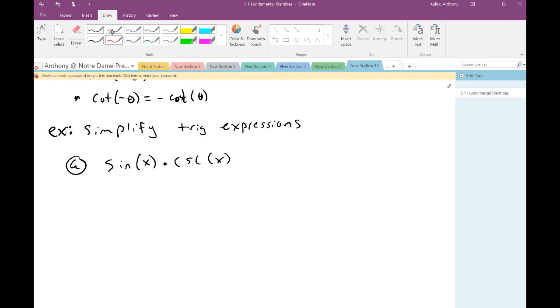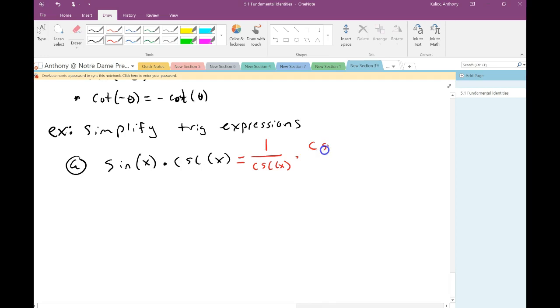Now those last two don't seem very useful to me, because neither expression has a pi over 2 minus theta in it, right? So I'm going to ignore those, and I'm going to focus on the first 2 that we talked about. So let's say we use the first one, and we rewrite sine x as 1 over cosecant x.